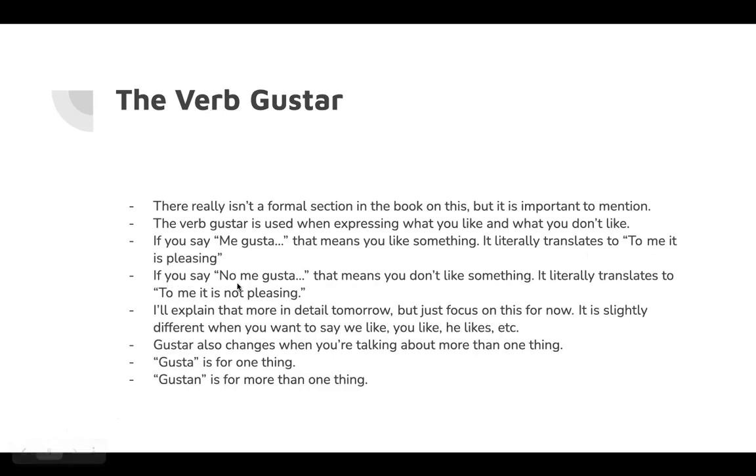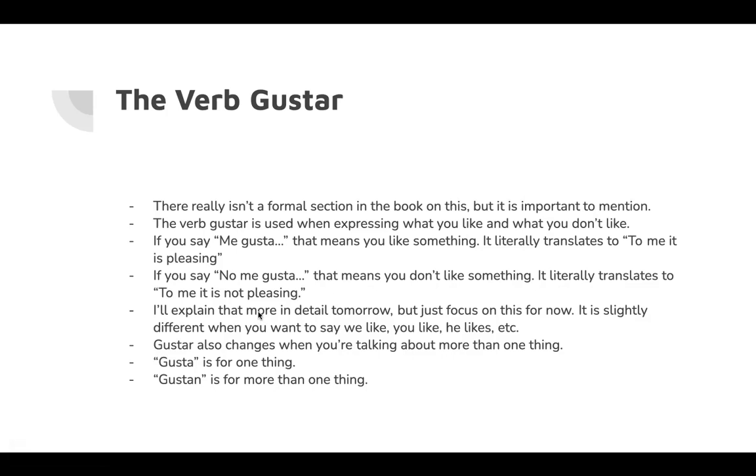Like I said, I have more practice with this tomorrow. But if you say no me gusta, that means you don't like something. It literally translates to me it is not pleasing. So me gusta is I like something. No me gusta is I don't like something. You just put no in the beginning if you're saying that you don't like something.